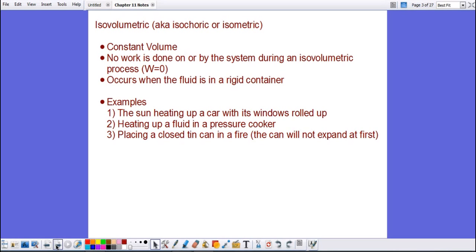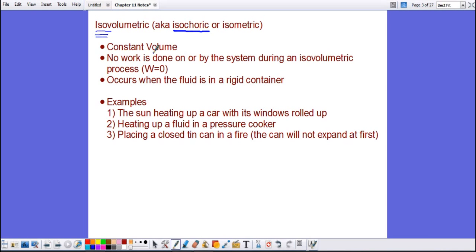So the first process is an isovolumetric process. Now, this is also often referred to as isochoric. Okay, so if you hear that, it's the same thing. In our class, we're going to refer to it as isovolumetric. Another word for it is isometric. Okay, so let's look at this word, iso. That means constant, and then volumetric would mean volume. So it makes sense that the isovolumetric process occurs when there is a constant volume.